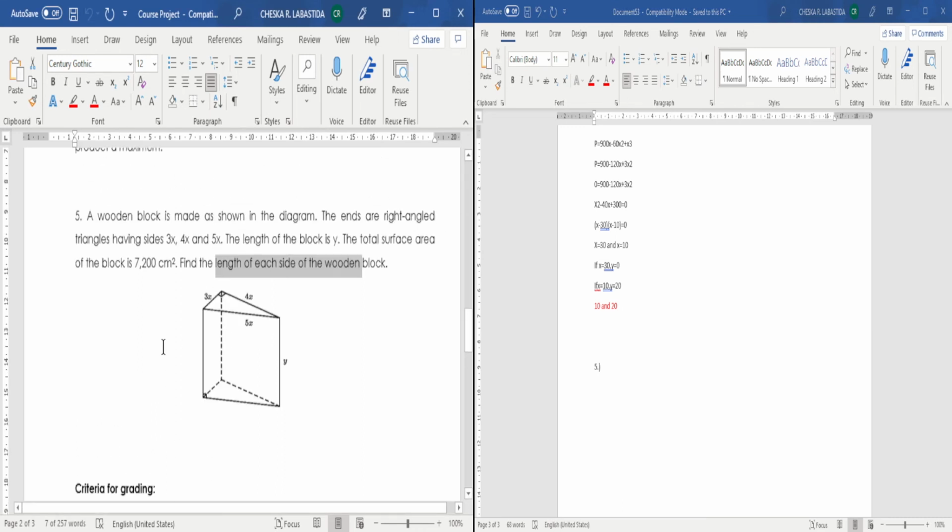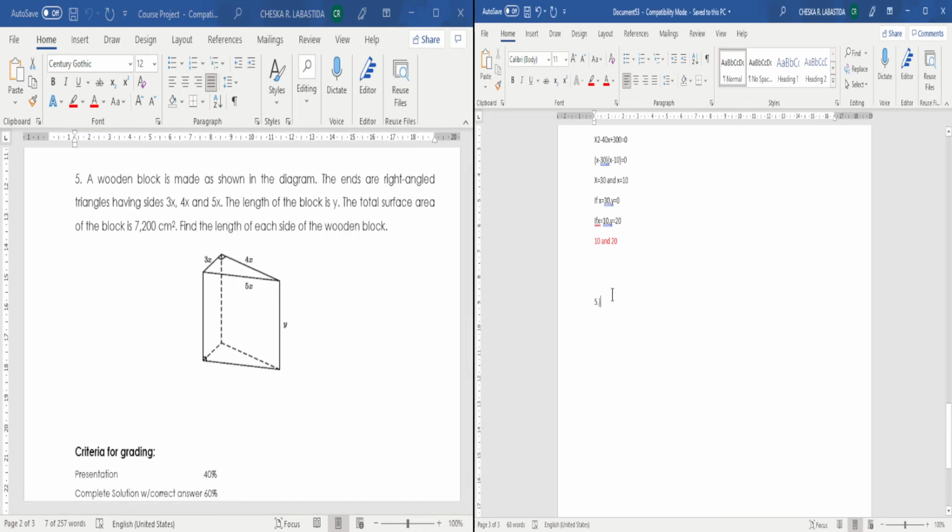So right now, in order for us to get that, we'll put here, SA is equal to 2 times the area of the triangle, or the base, plus the area of the lateral rectangular faces.